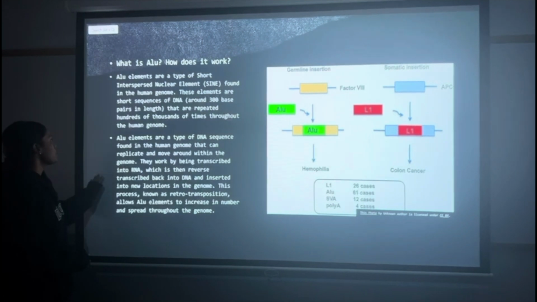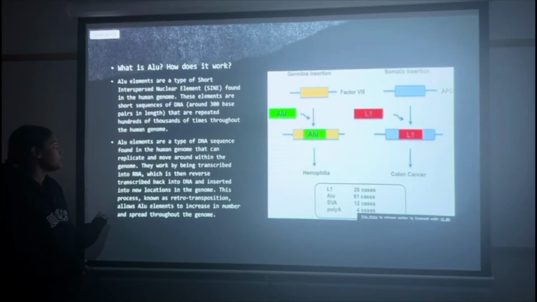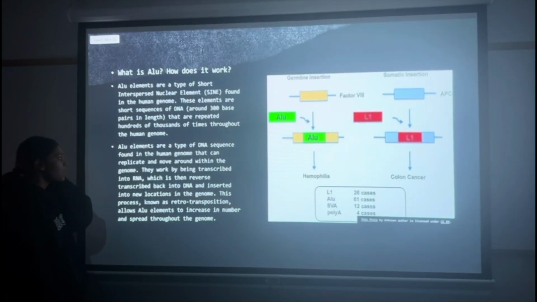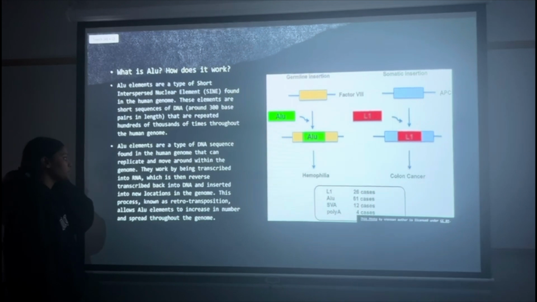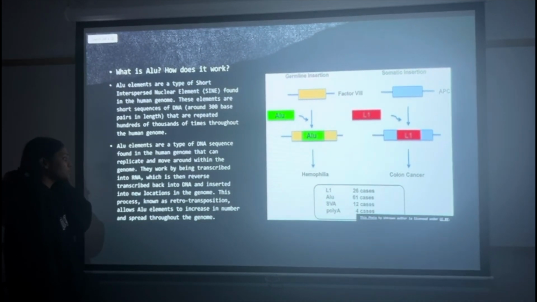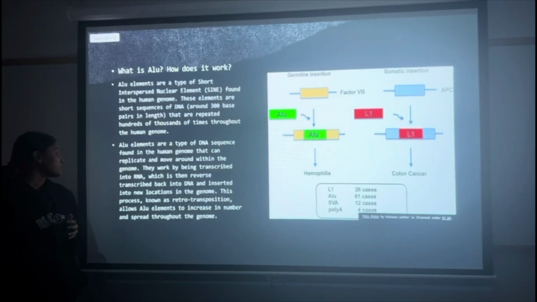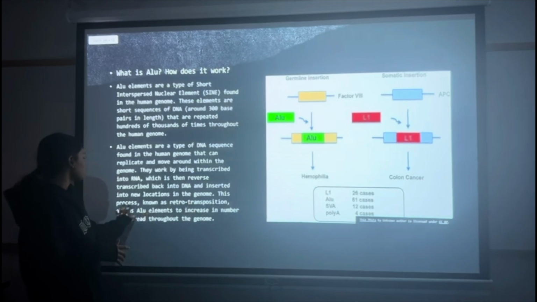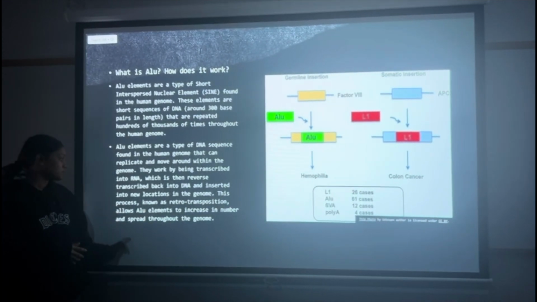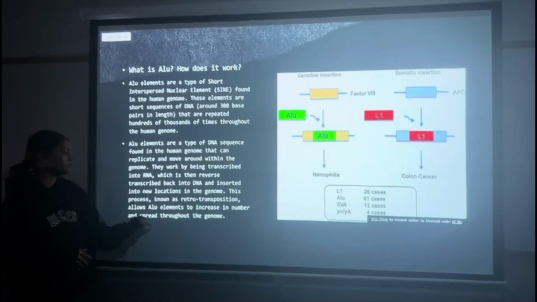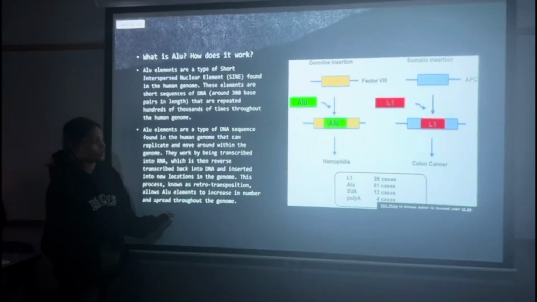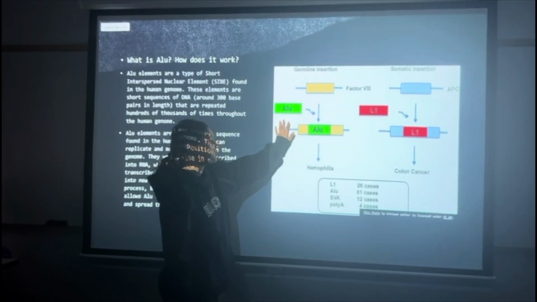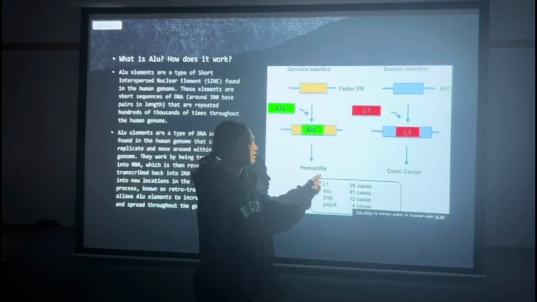And how they work is that ALU elements are a type of DNA sequence found in the human genome that can replicate and move around within the genome. They work by being transcribed into RNA, which is then reverse transcribed back into DNA and inserted into new locations in the genome. This process is known as retrotransposition, and it allows ALU elements to increase in number and spread throughout the genome. And this is how we can see how the ALU element works in the genome for hemophilia and colon cancer.